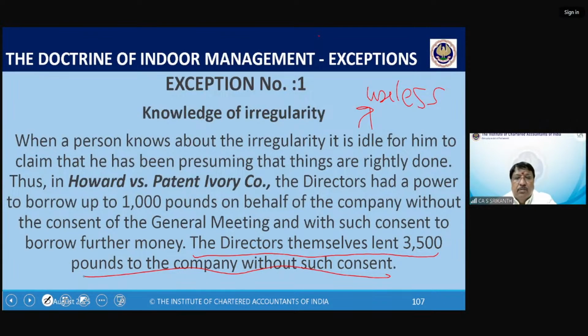For that, you have to give the answer like this: No, because this is the first exception to the Doctrine. But suppose they are a third party, they can be protected. Please note the difference, my dear friends. Please note it, your honors.